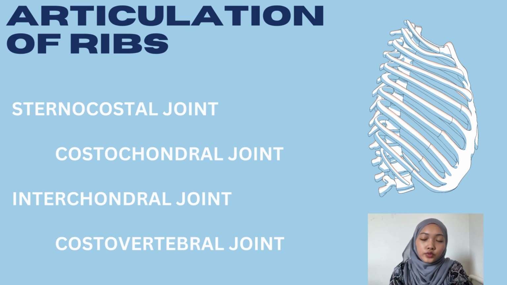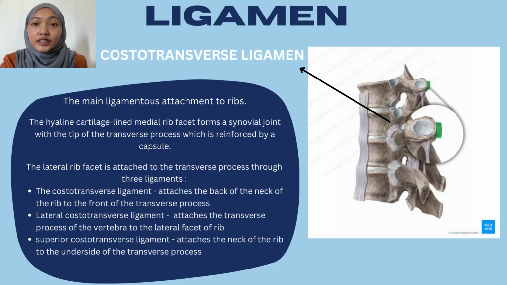thoracic vertebrae posteriorly. For ligament, the main ligamentous attachment to the ribs is the costotransverse ligament. This is a fairly complex ligament. The hyaline cartilage-lined medial rib facet forms a synovial joint with the tip of the transverse process, which is reinforced by a capsule. The lateral rib facet is attached to the transverse process through three ligaments.